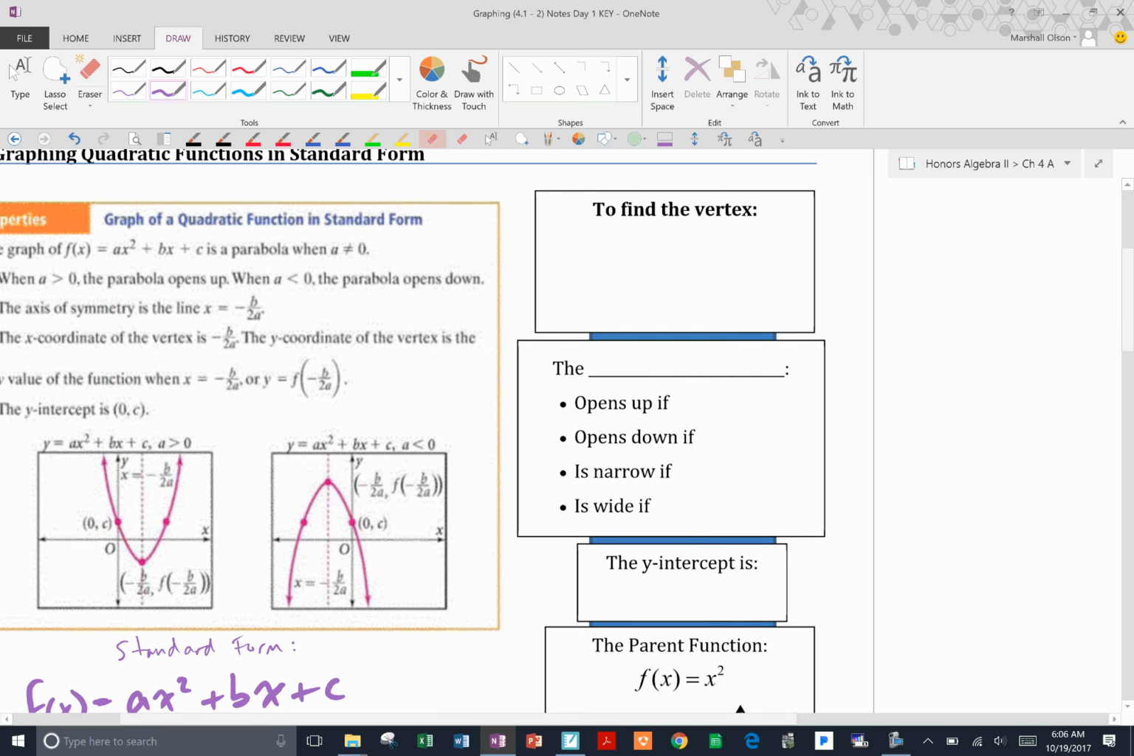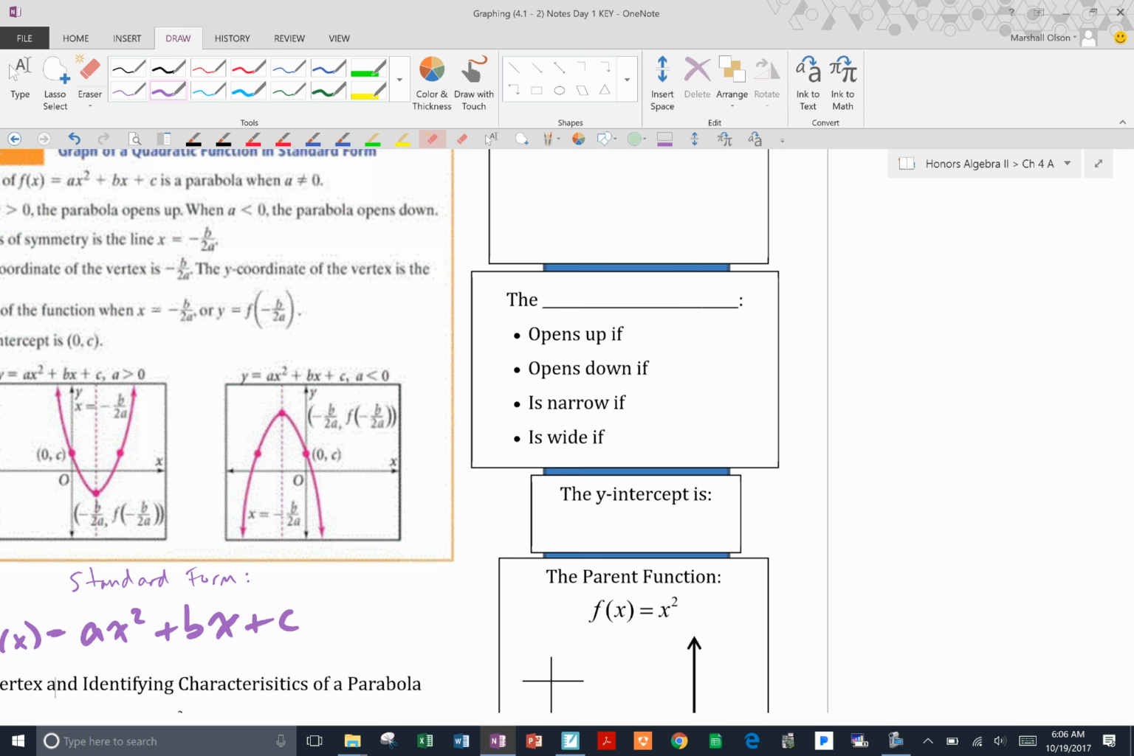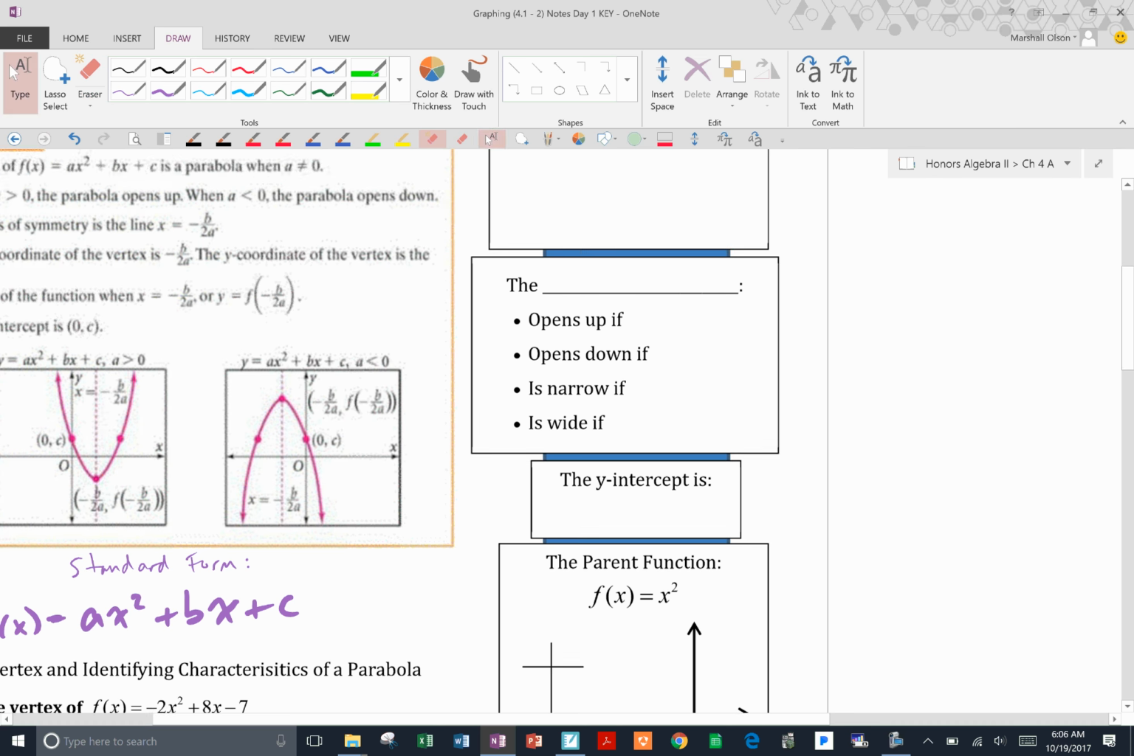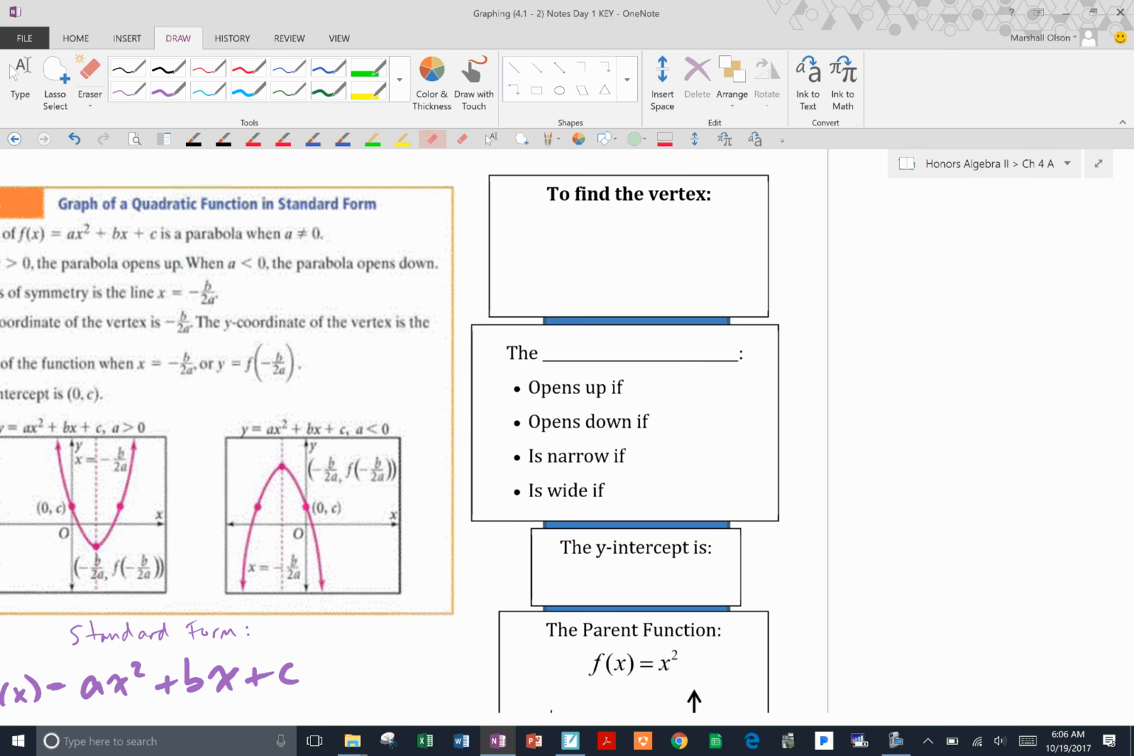All right, the first thing we're going to look for when we graph a quadratic, and you may remember from Algebra 1, is that these quadratics look like these two graphs that we have over here. These are called parabolas, and they have this thing called a vertex where it changes direction. That's what we want to find first to graph it, the vertex.